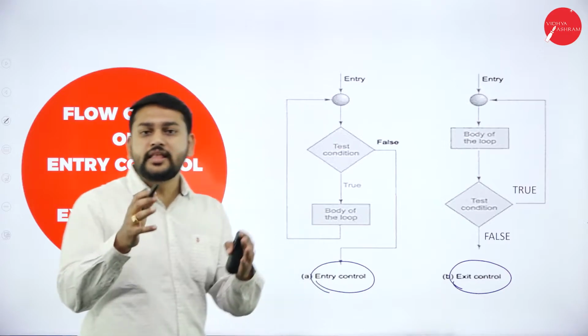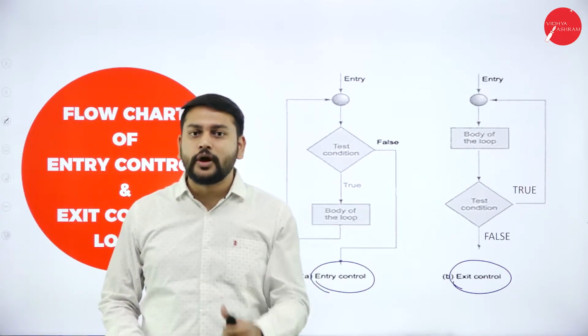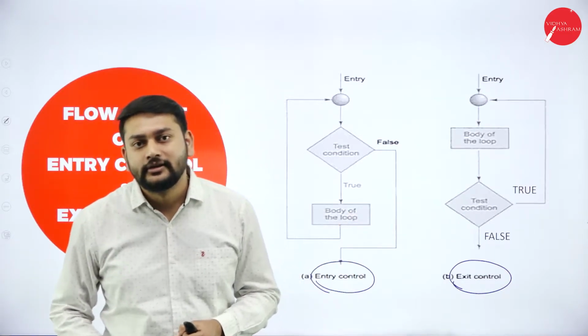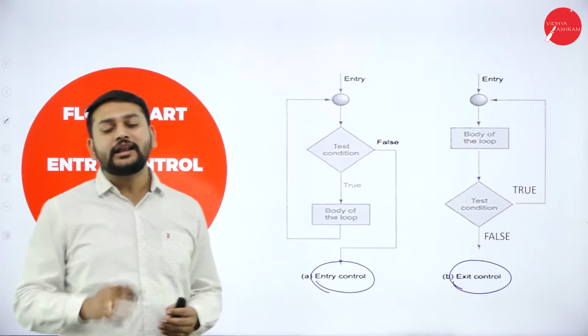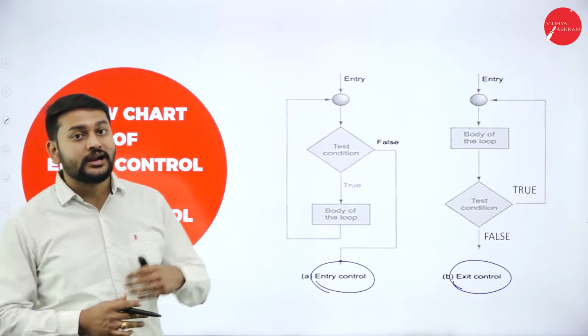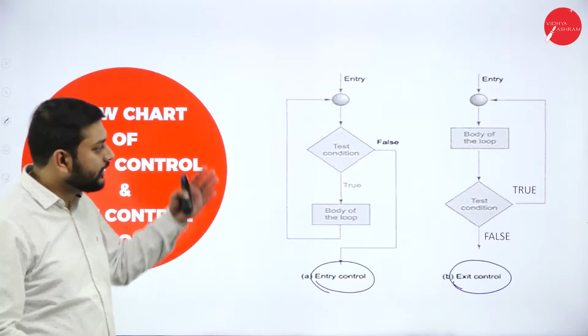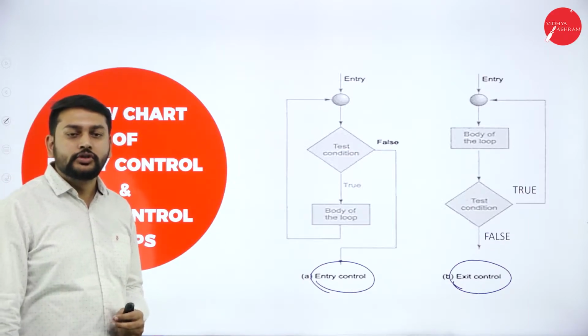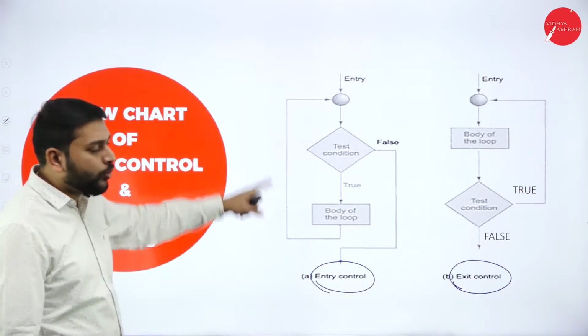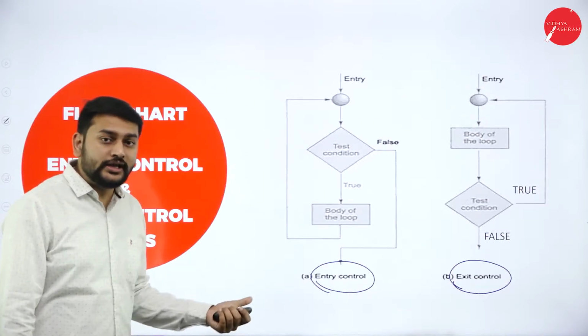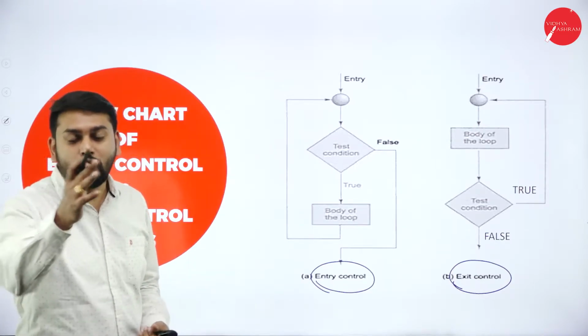Let me start the explanation for while and do while with the flowchart. Let's understand how exactly while loop is working, and how exactly do while is working. The first one that I have is while loop. I also call that entry control loop. That is what I have already discussed.